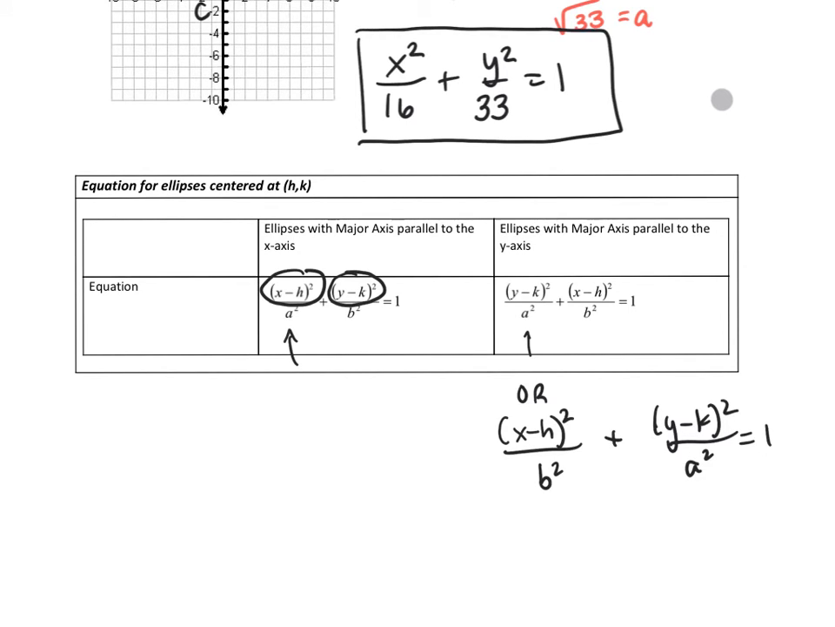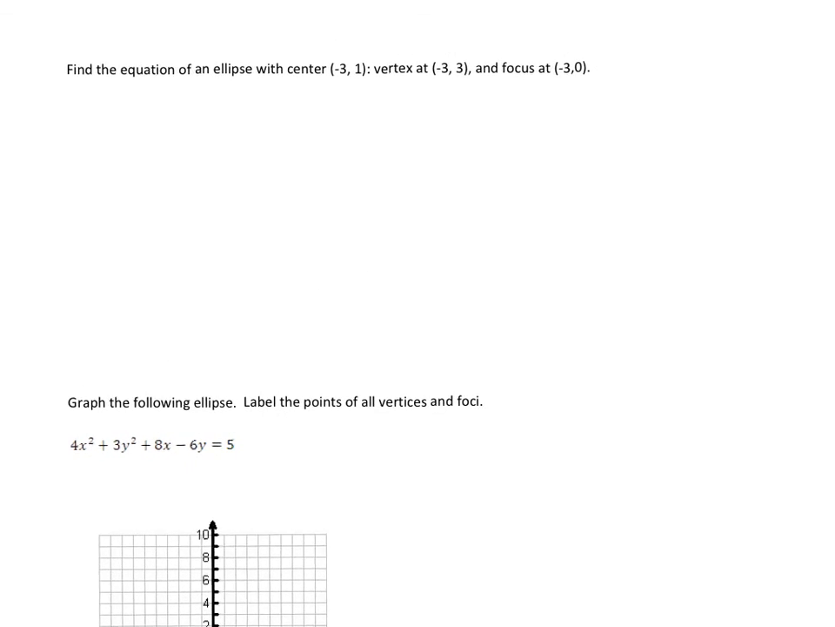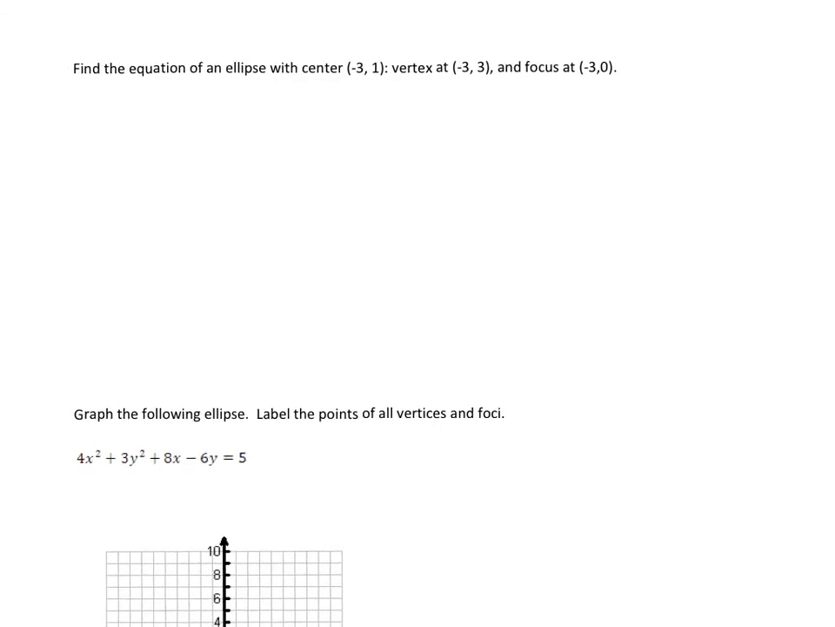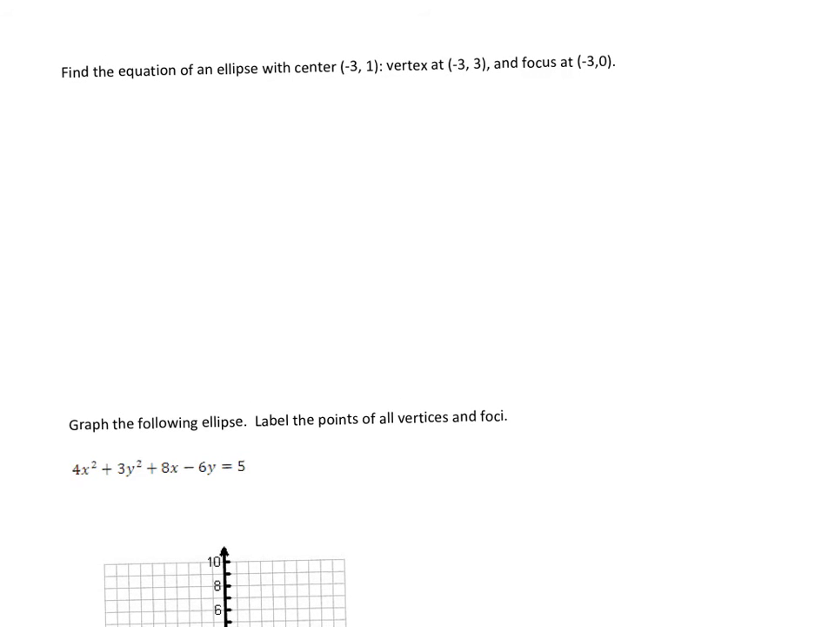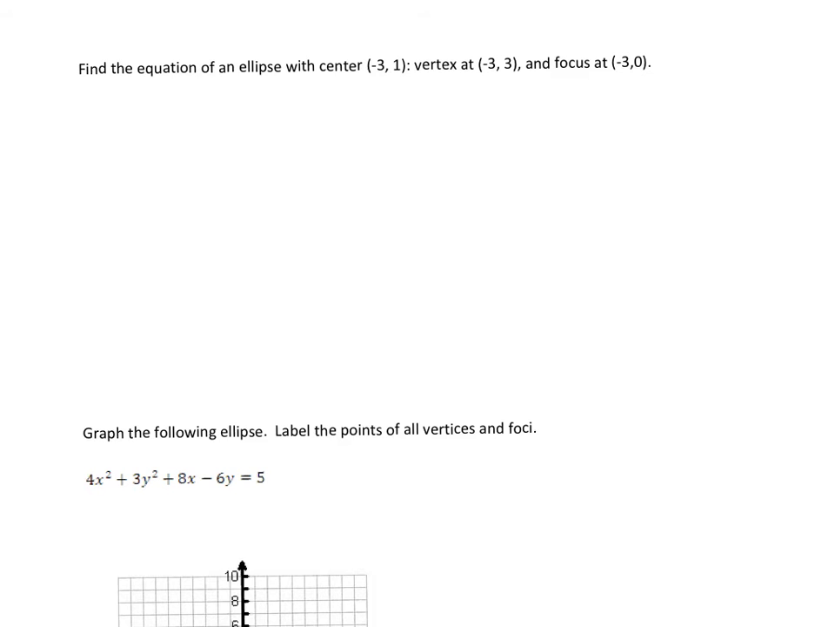So let's look at a couple examples where we're graphing these and writing the equations of these kinds of ellipses. So this first one, we're writing the equation. It has a new center, a center of negative 3, 1, a vertex at negative 3, 3, and a focus at negative 3, 0. So what I'm going to do is just sketch a little picture. So I have a center at negative 3, 1. So there is my center.